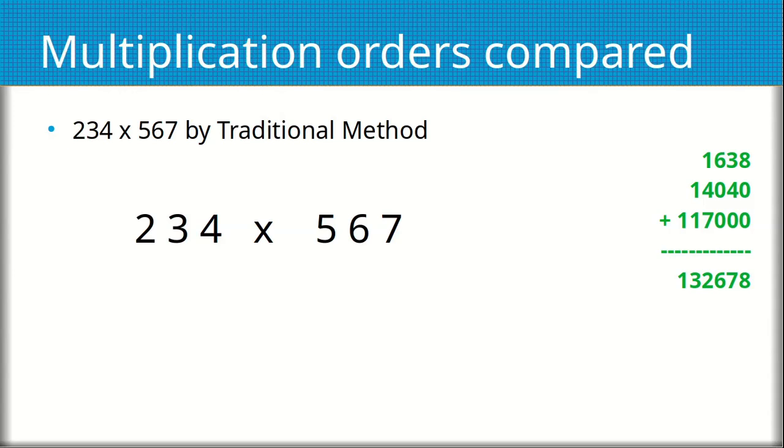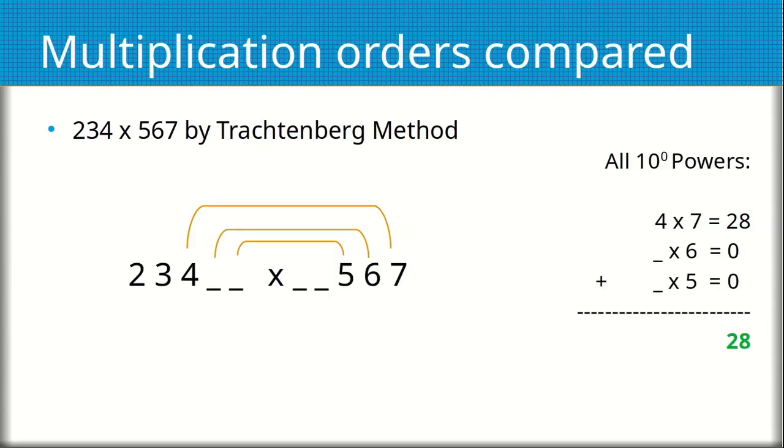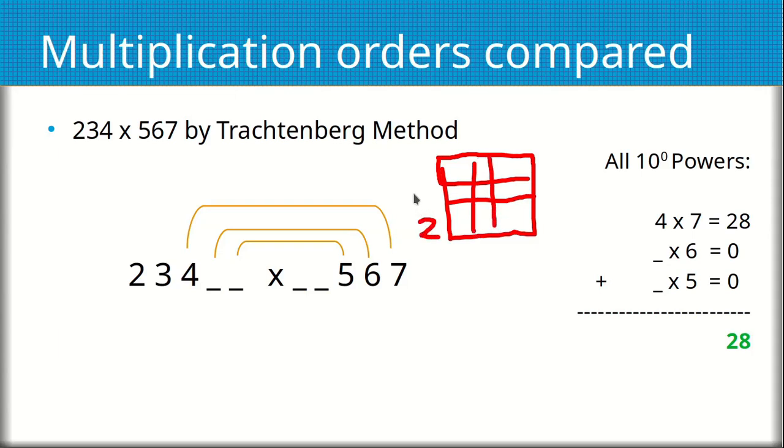132,678. Okay? Now let's try the Trachtenberg method. We're doing diagonals here, so you have to keep in mind which you're multiplying, right? If you remember, when we did the Trachtenberg table, we started off with the smallest digits first. The top, here, I'll show you, let's just pretend here's our grid, like that. Okay, 2, 3, 4, and 5, 6, 7.